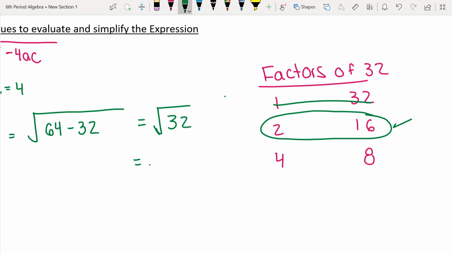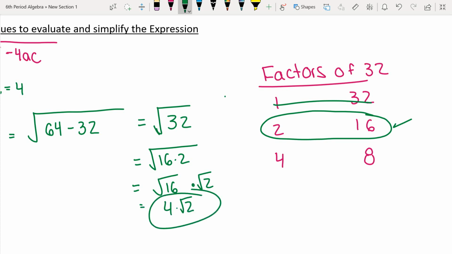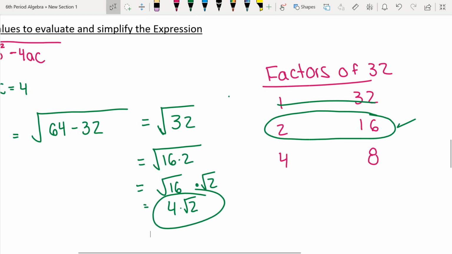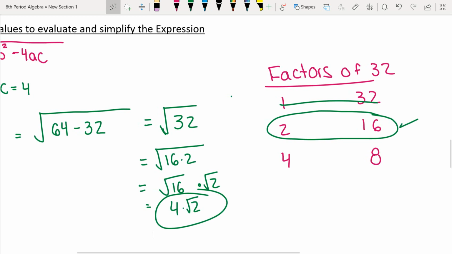My ideal pair gets rewritten inside my square root house. Perfect square goes first, so I say 16 times 2. Applying our properties, I'd have the square root of 16 times the square root of 2. Square root of 16 using our cheat sheet is 4 times the square root of 2, and that is it. So our final answer of plugging in these numbers and simplifying is actually 4 times the square root of 2.